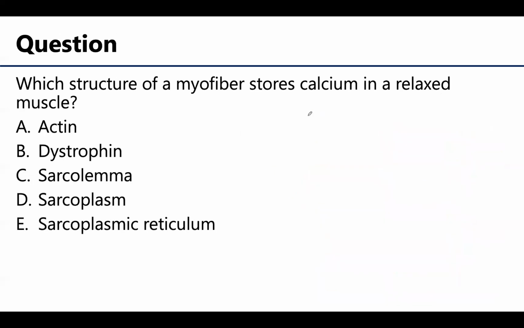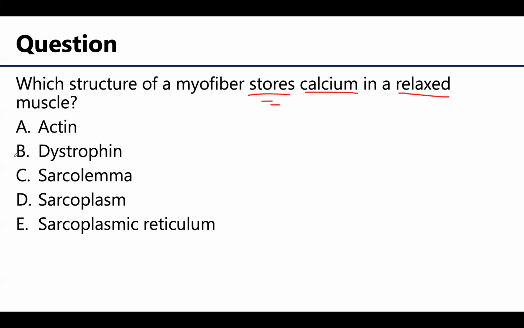All right, excellent. My favorite time is question time, right? The question is, which structure of a myofiber stores calcium in a relaxed muscle? Pause the video if you need time, and when you're ready, let's look at this question stem again. A myofiber is that muscle cell. What stores, so stores is a keyword, calcium, and another key here is in a relaxed muscle.